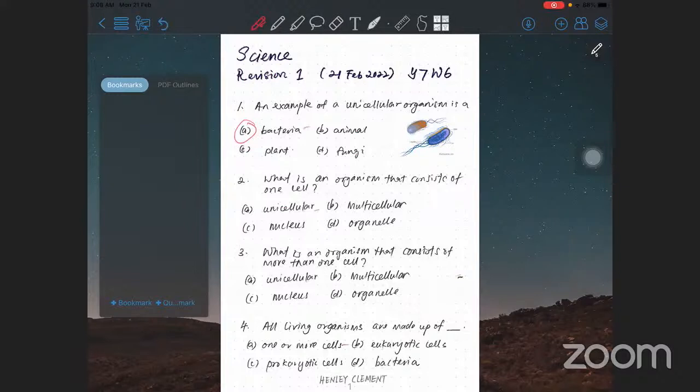Second, what is an organism that consists of one cell? Just now I already gave you the answer. Uni means one, so unicellular means an organism that consists of one cell. So your answer might be A again. Multicellular is an organism that consists of many or multiple cells. Nucleus is one part of the cell, which is an organelle.